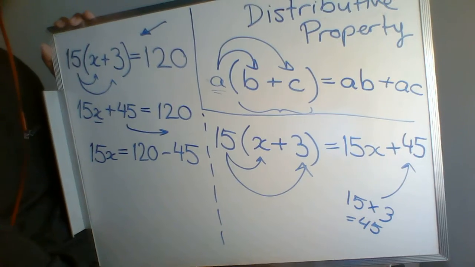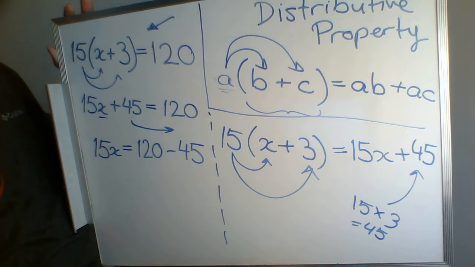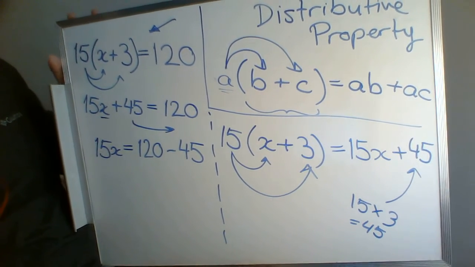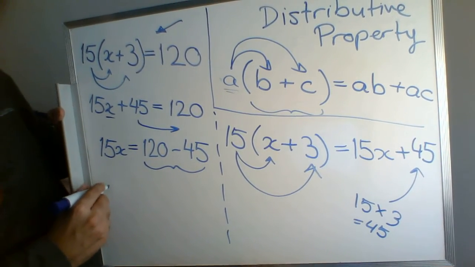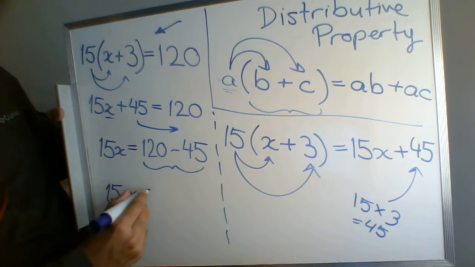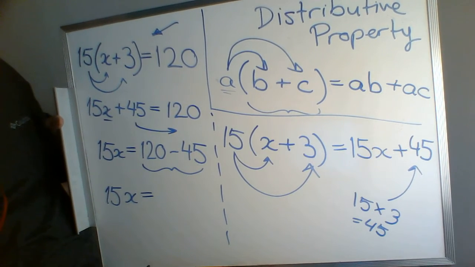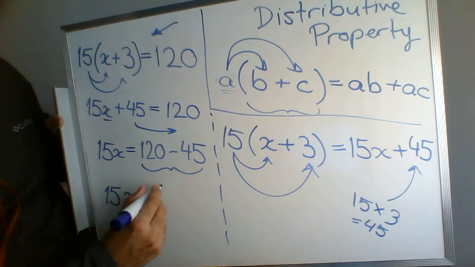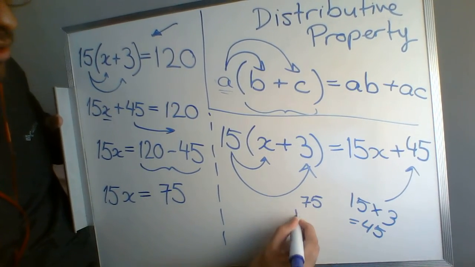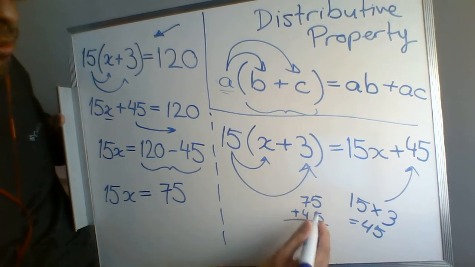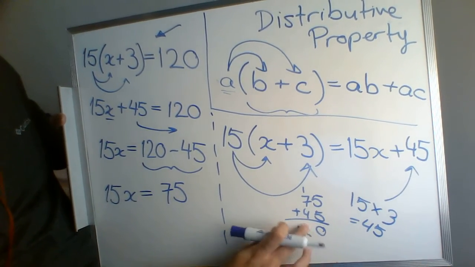Hopefully this is making sense, and hopefully I've explained how to move things over from one side to the other enough that this is making sense with some of the examples. And so now let's calculate 120 minus 45. I'll rewrite the 15x, we're not going to touch it, we're just going to solve that right side. So 120 minus 40 would be 80. So minus another 5 should be 75. Let's just double check and do 75 plus 45 and see if that gives us back our 120. 5 plus 5 is 10, 7, 8, 9, 10, 11, 12. Yeah, so we got our 120 back.